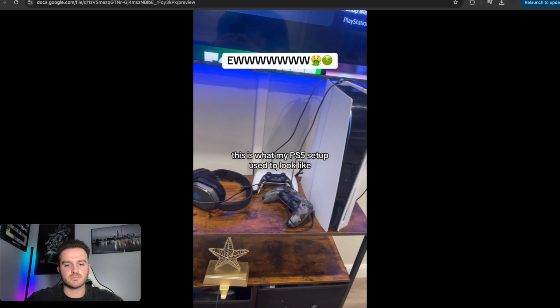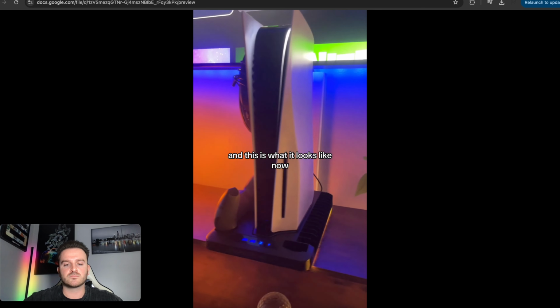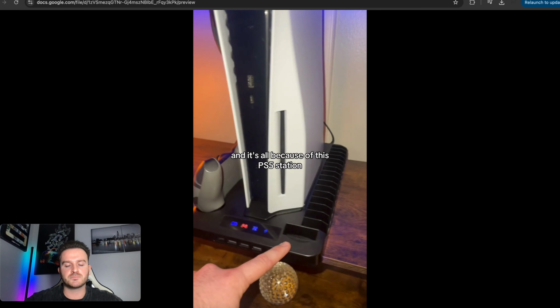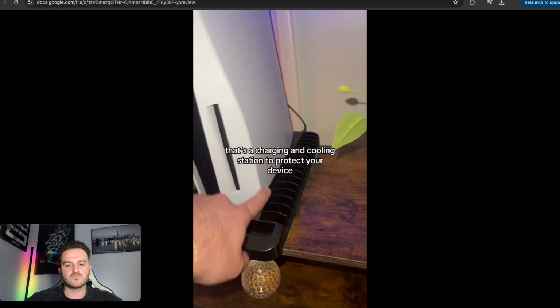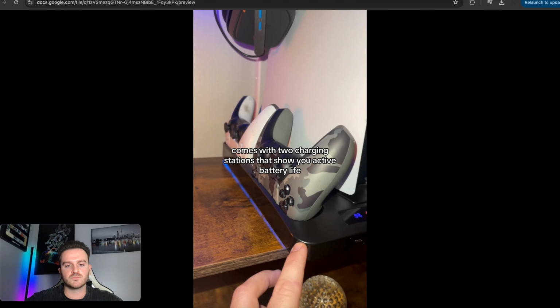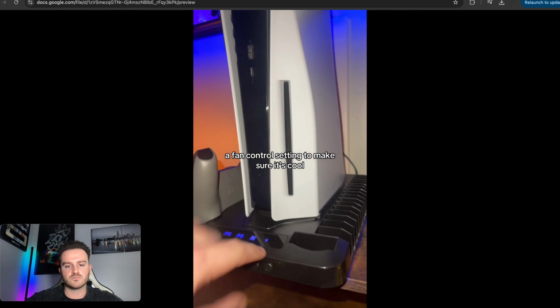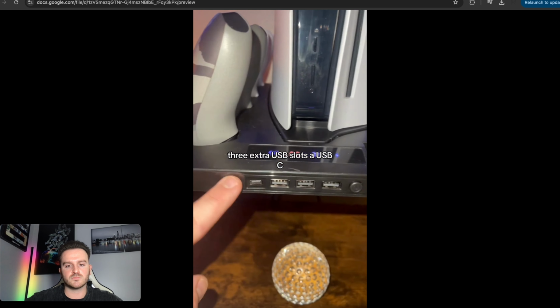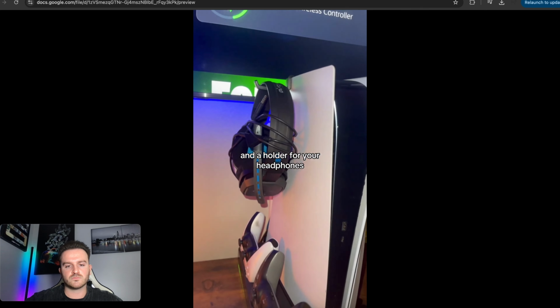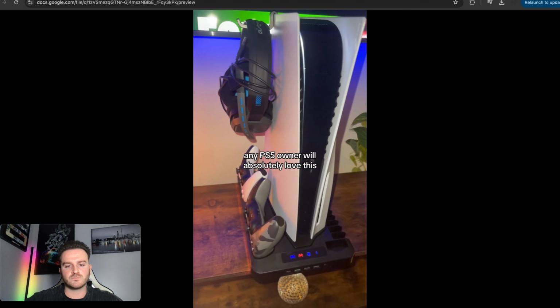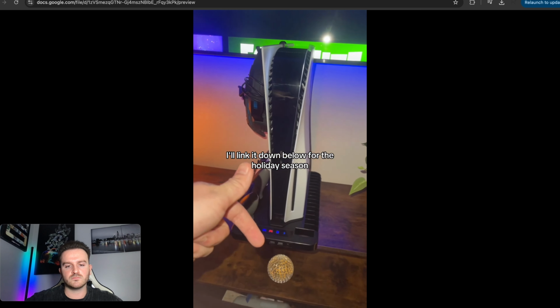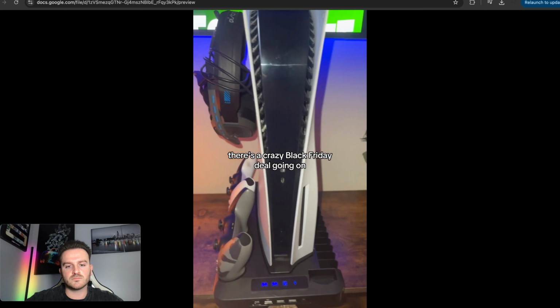This is what my PS5 setup used to look like, and this is what it looks like now. And it's all because of this PS5 station that's a charging and cooling station to protect your device. It comes with 2 charging stations that show you active battery life, a fan control setting to make sure it's cool, 3 extra USB slots, a USB-C, and a holder for your headphone. Any PS5 owner will absolutely love this. I'll link it down below for the holiday season. There's a crazy Black Friday deal going on.